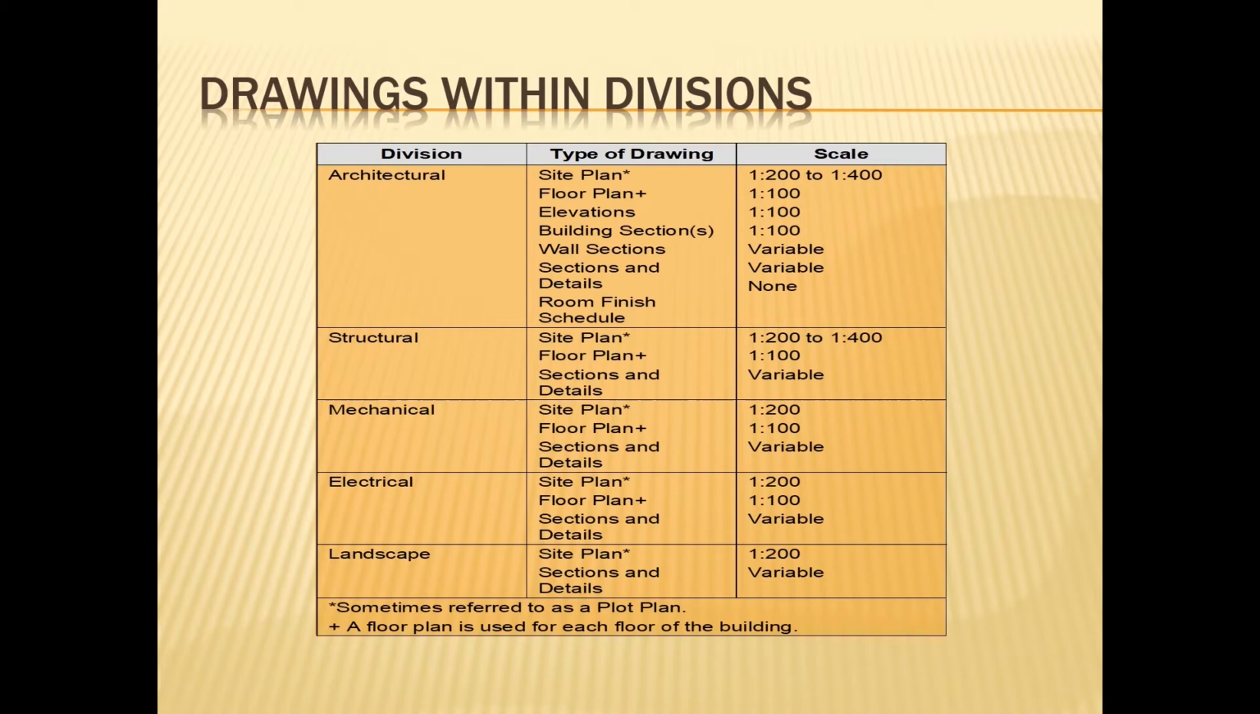Within each division, they all hold different types of drawings. Some of them will hold more drawings than others. Some of them will have different views than others. The different types of drawings within each division also come in a very specific order. They will always be the site plan, then the floor plans, then the elevations, and then sections, then details, and then lastly we would find schedules.